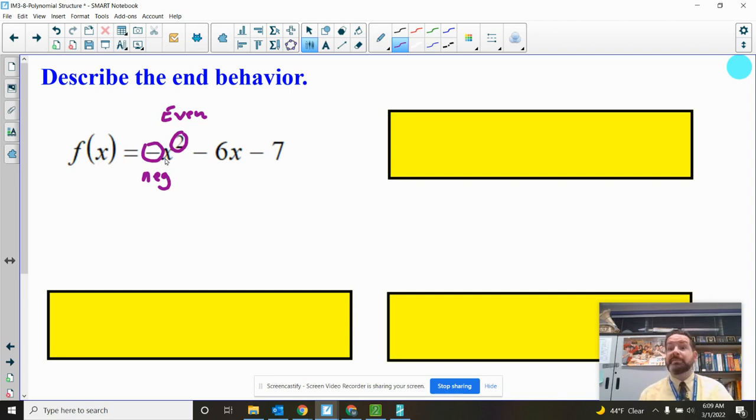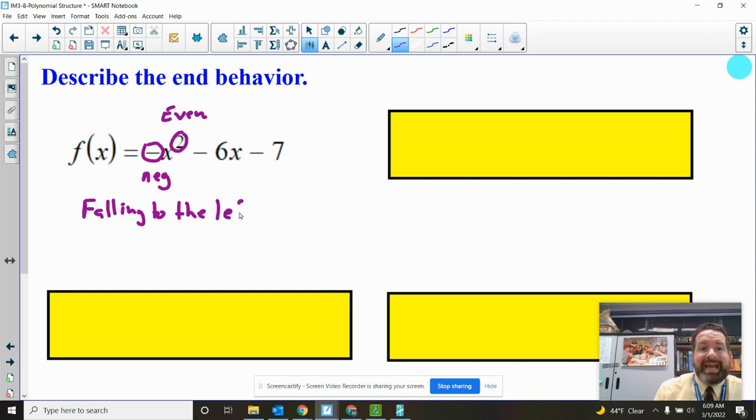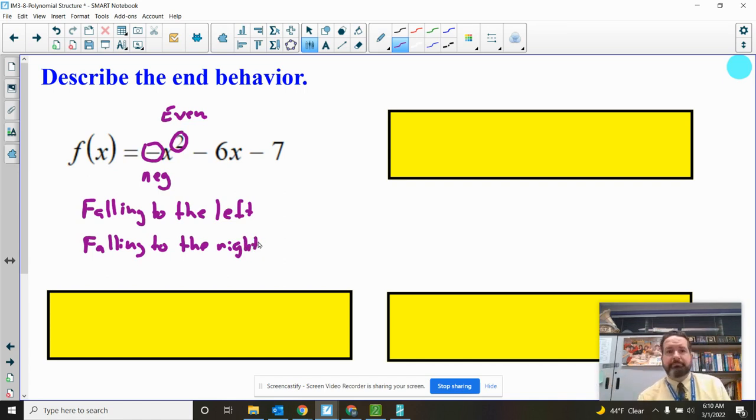So even means my end behavior is the same. It's either both up or both down. Negative means it's going to be both down. So I'm going to describe the end behavior here as falling to the left because it goes down as I go to the left, and also falling to the right because as we go to the right, the graph also goes down. If your graph goes up, we'll describe it as rising instead of falling.